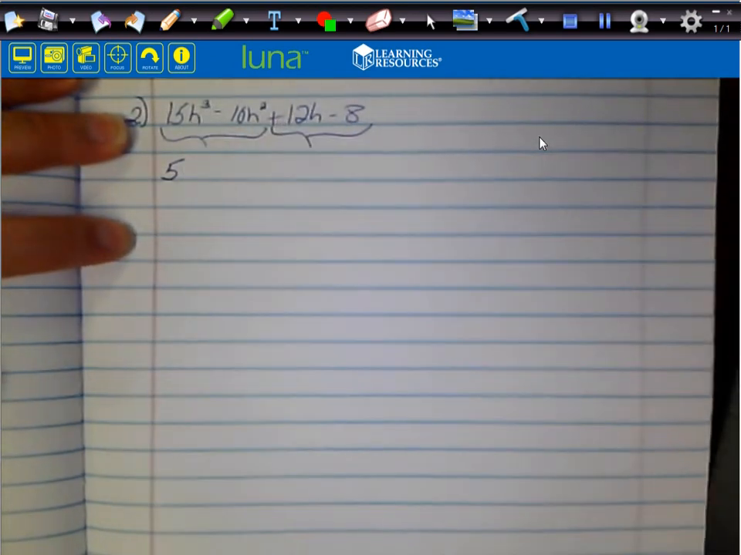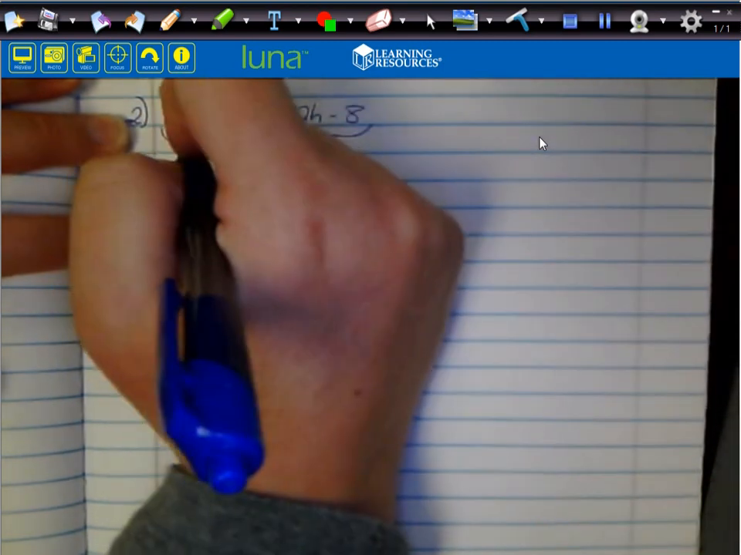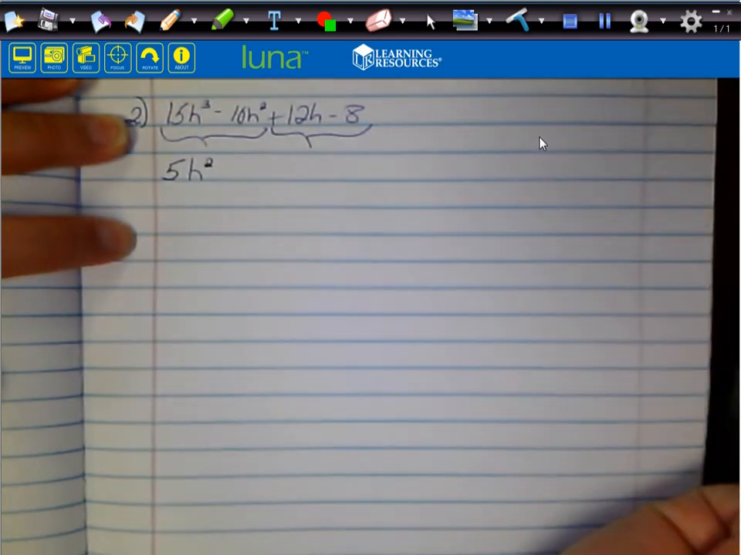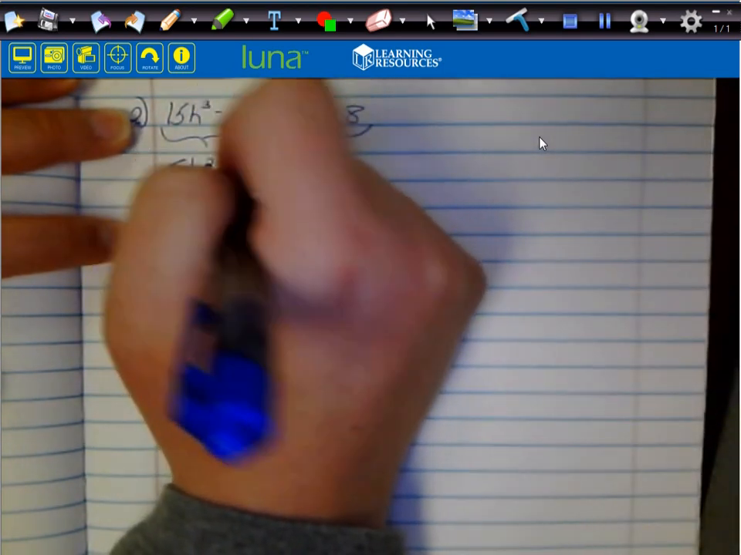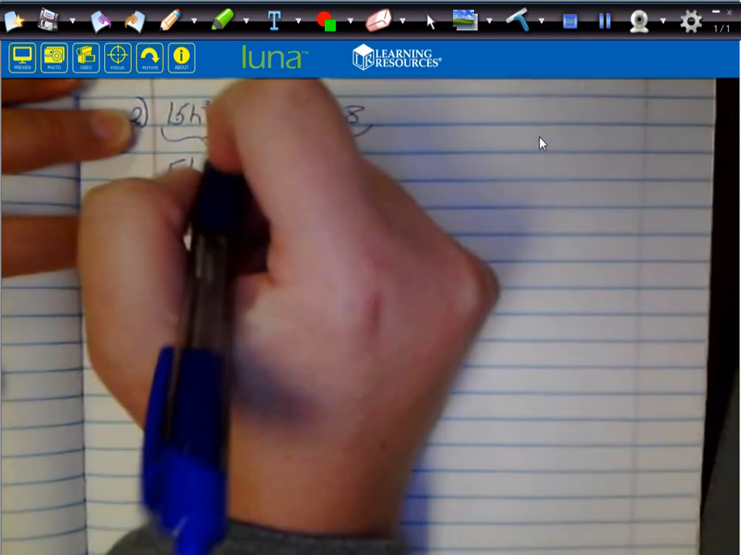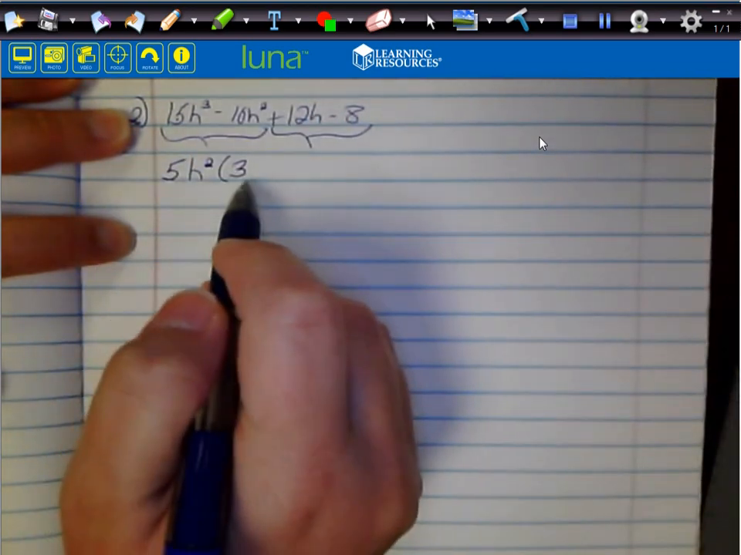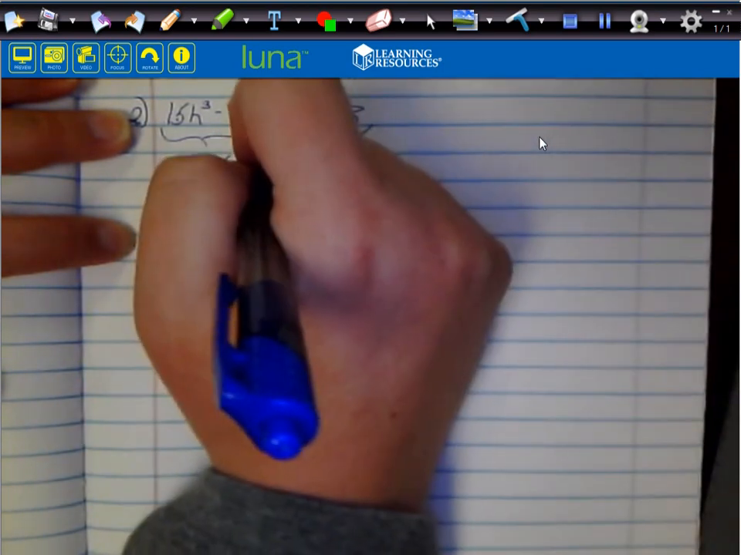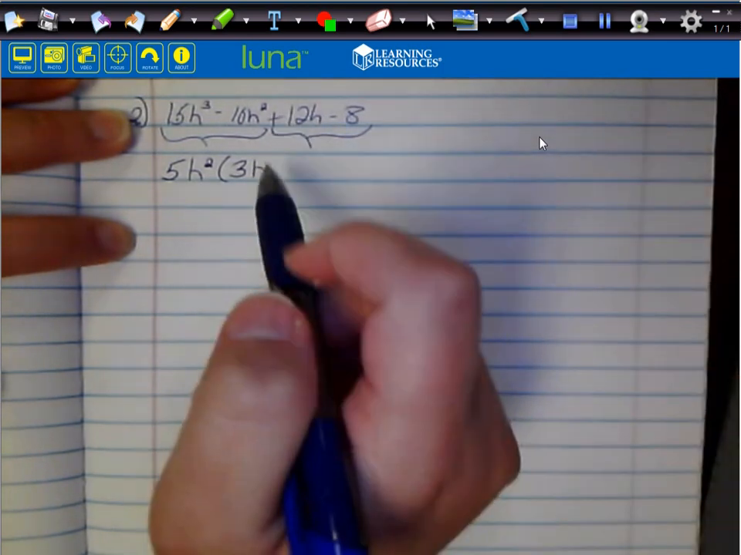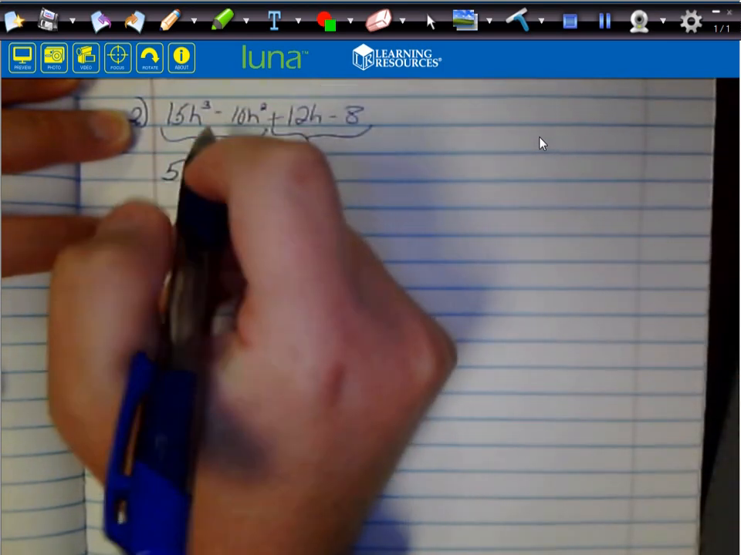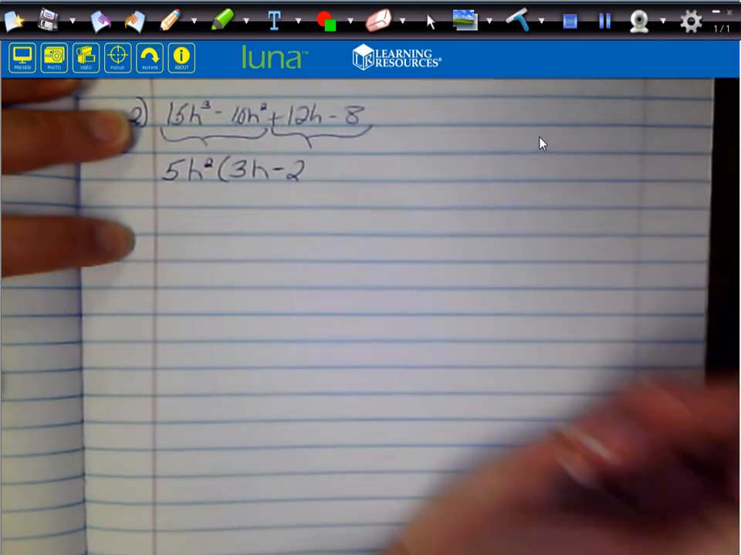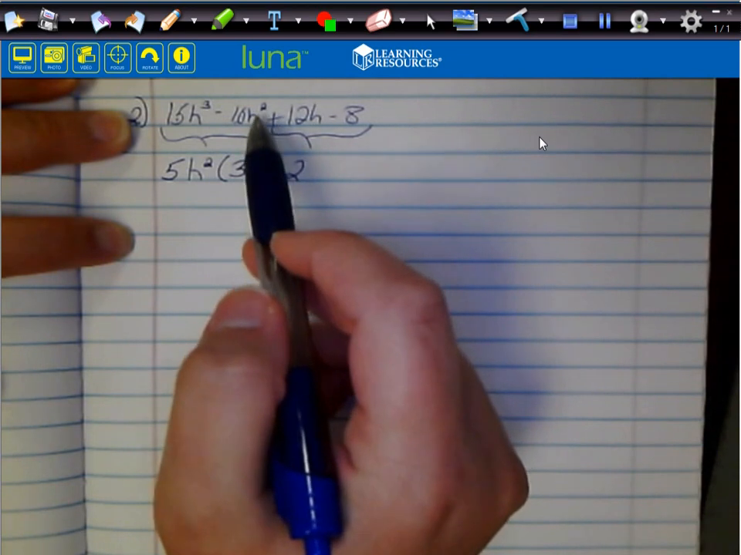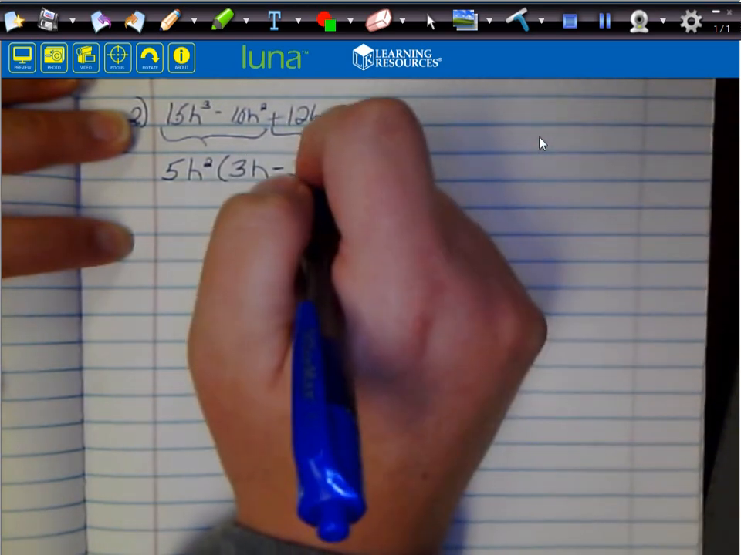This one has 3 H's and this one has 2. So they both have at least 2 H's. So I can take 2 of them out. So then I'm going to say 15 divided by 5 is 3, or 5 times 3 is 15. I have 3 H's. I took 2 out, so I have 1 left. Then I'm going to bring down this minus sign, and I'm going to say 10 divided by 5 is 2, or 5 times 2 is 10. I had 2 H's, but I took 2 of them out, so I don't have any H's left.